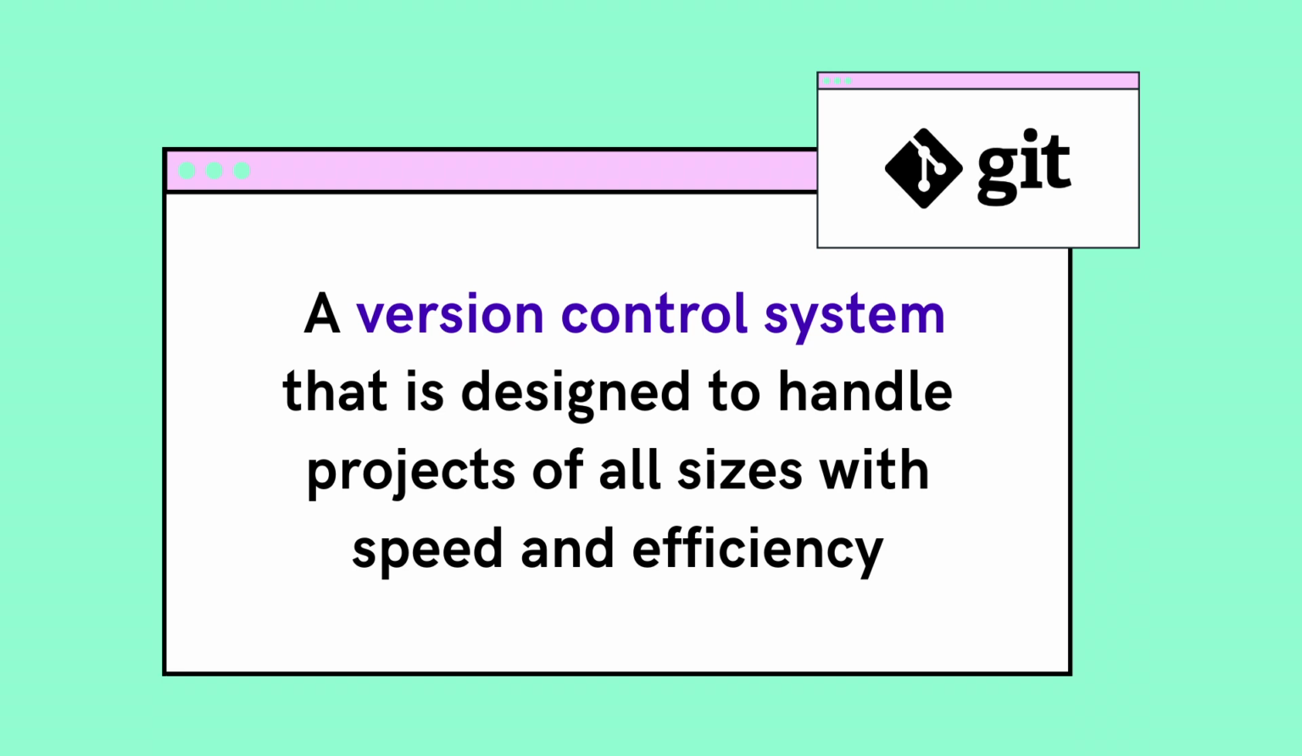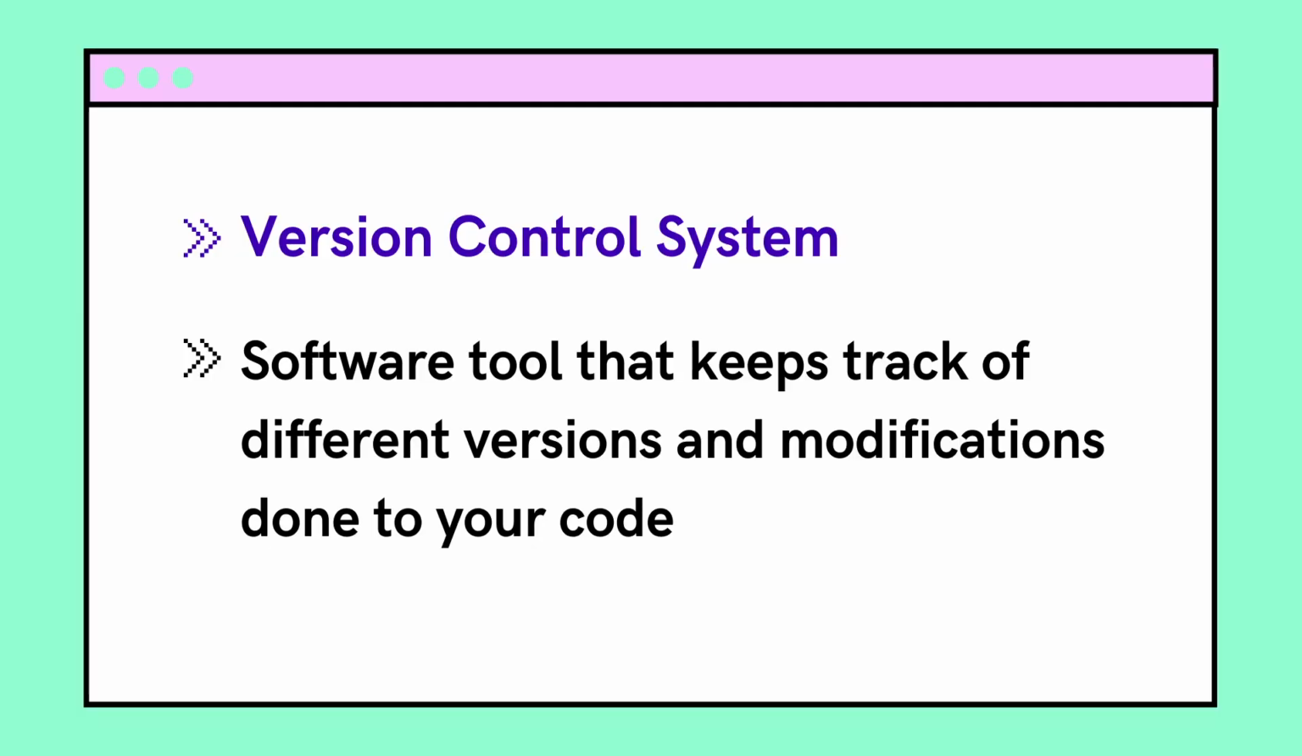So this video is basically to help you understand why we even use Git and the basics of using Git commands. Yeah, so first, Ambika, what is Git? Yeah, sure. So Git is a version control system that's designed to handle all kinds of projects of different sizes with speed and efficiency. Specifically, a version control system is a software tool that helps you keep track of different versions and modifications done to your code. It's essentially a way for you to have access to any version of your code.